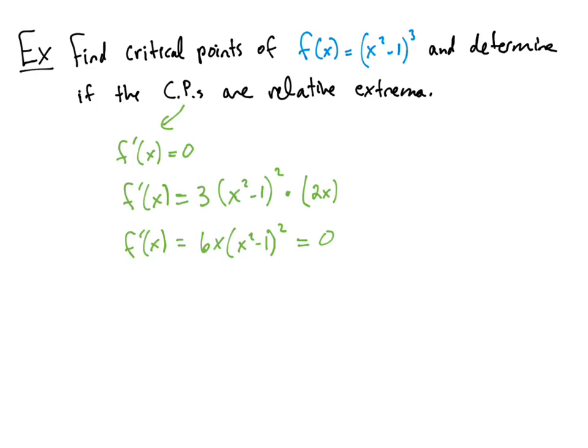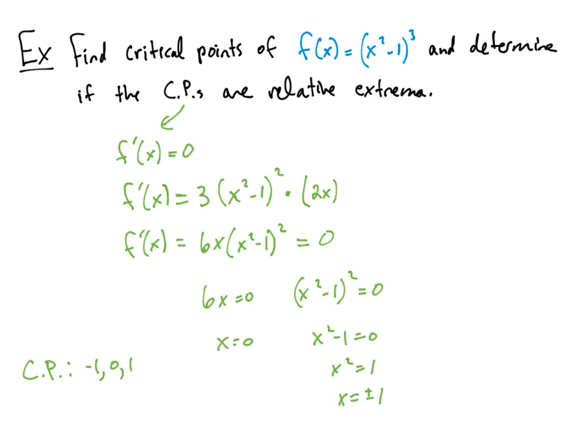Using the zero product property, I can set each factor equal to 0 and solve for x. Down here I'm going to get x is equal to 0. If I take the square root of both sides in the second equation, I get x squared minus 1 is equal to 0, x squared is equal to 1, so x is equal to plus or minus 1. So the critical points that we have here are negative 1, 0, and 1. So 3 critical points.